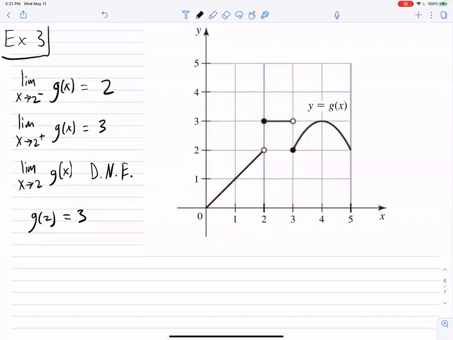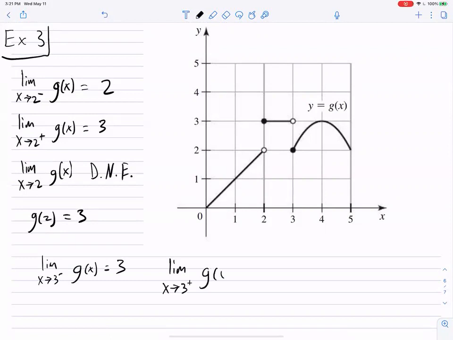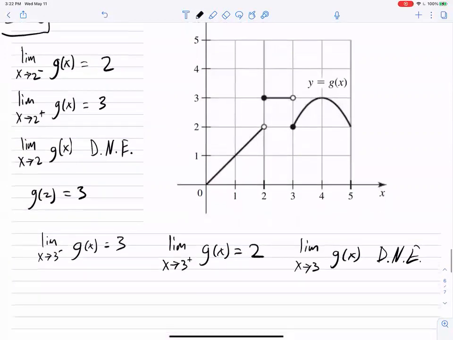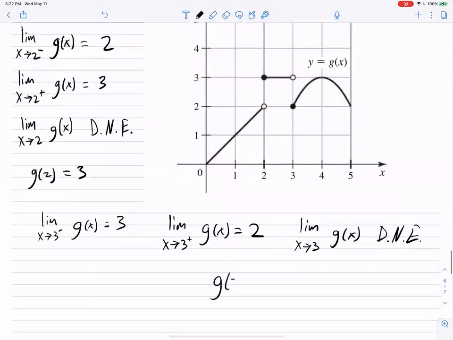And then if we do the same thing for the limit as x approaches 3 from the left of g of x, we'll get that that is 3, and the limit as x approaches 3 from the right of g of x, that will be 2. And so the limit as we approach 3 does not exist. The limit as x approaches 3 of g of x does not exist. And then what is the function value at 3? What is actually g of 3? G of 3 would just be 2 because it's filled in right there.